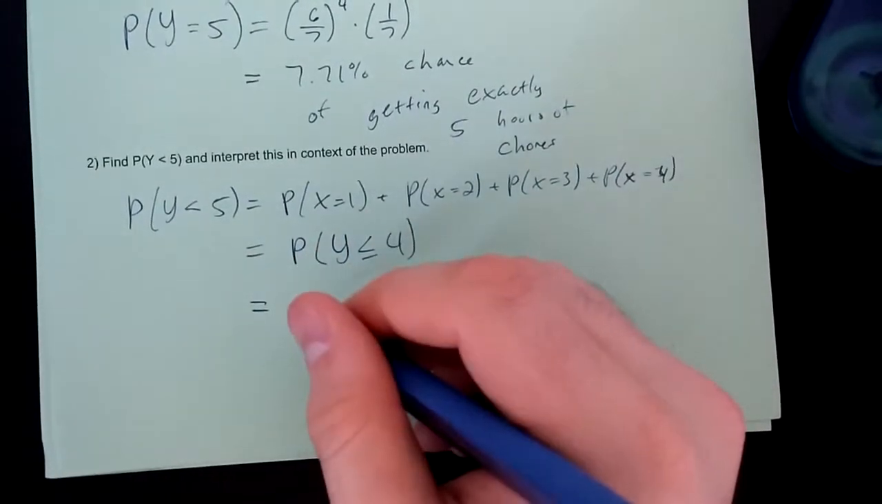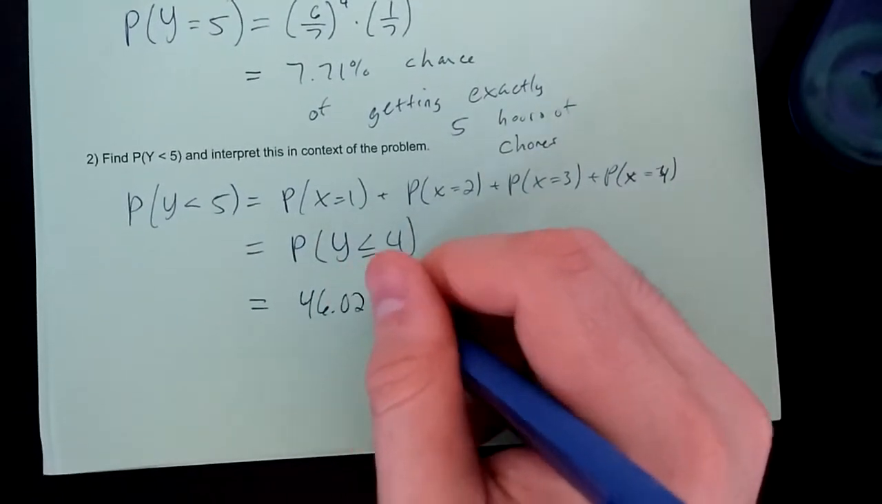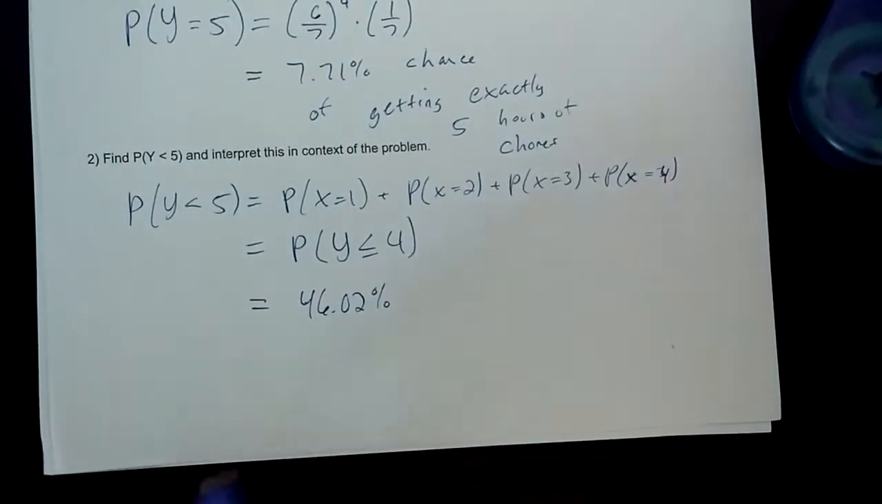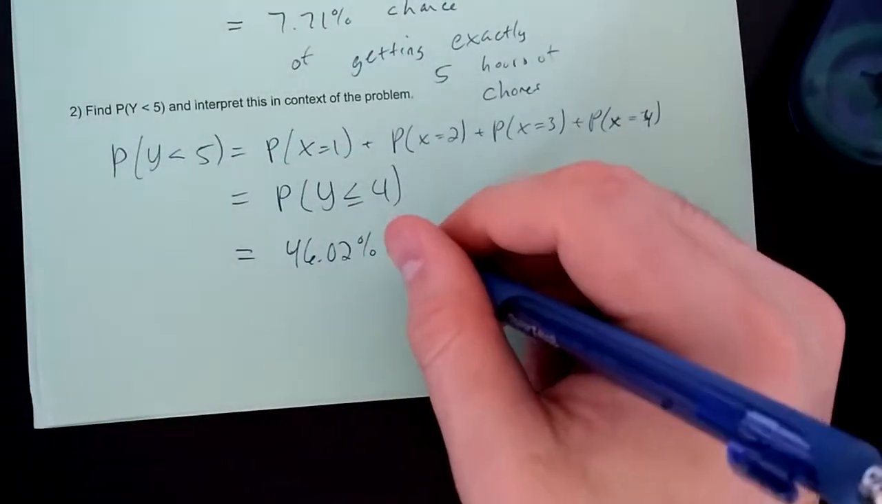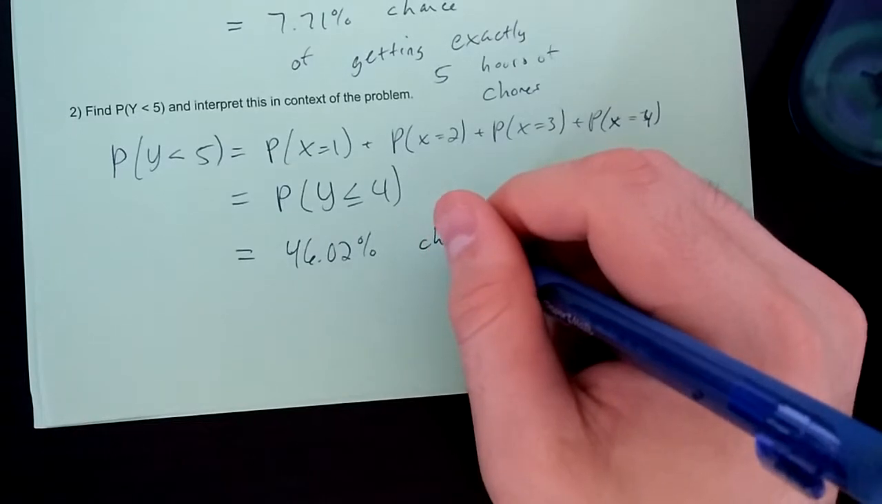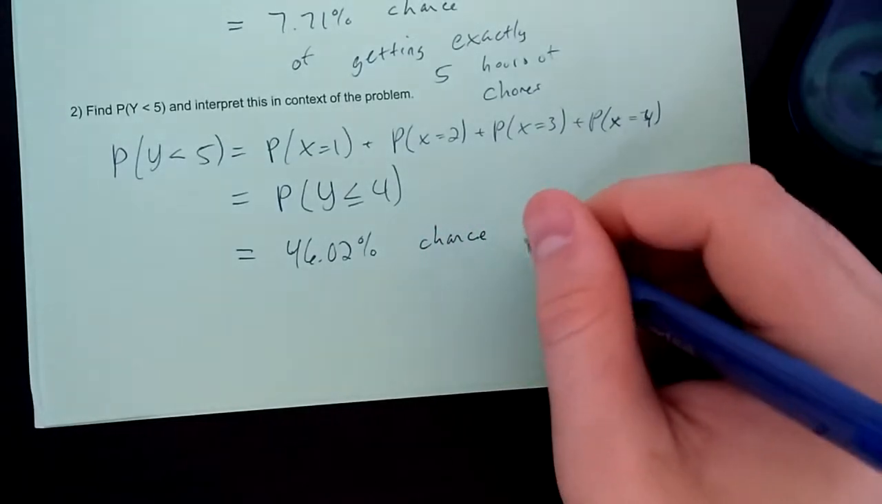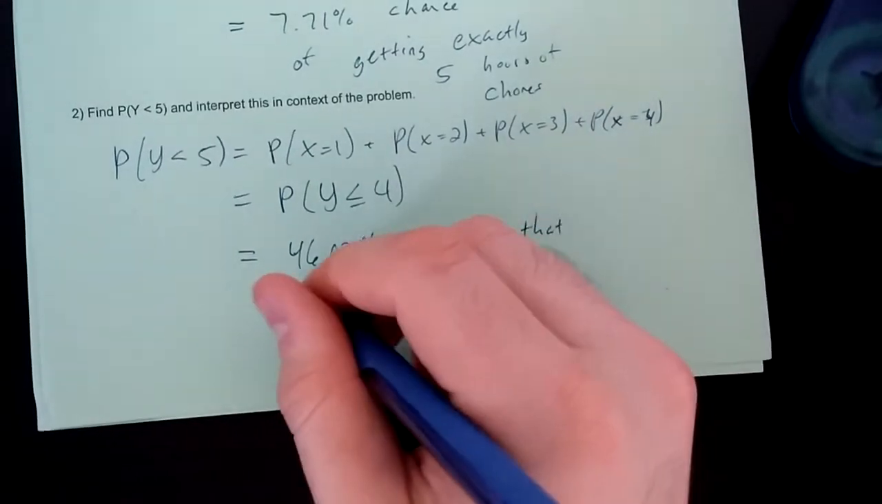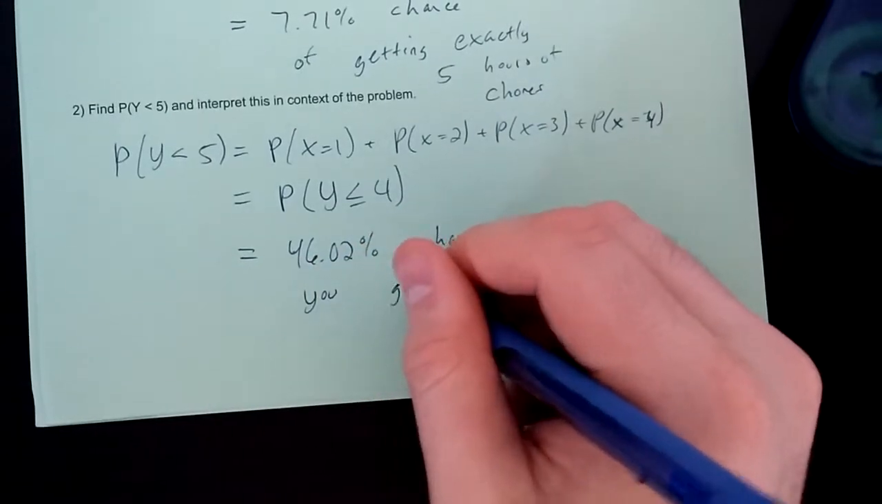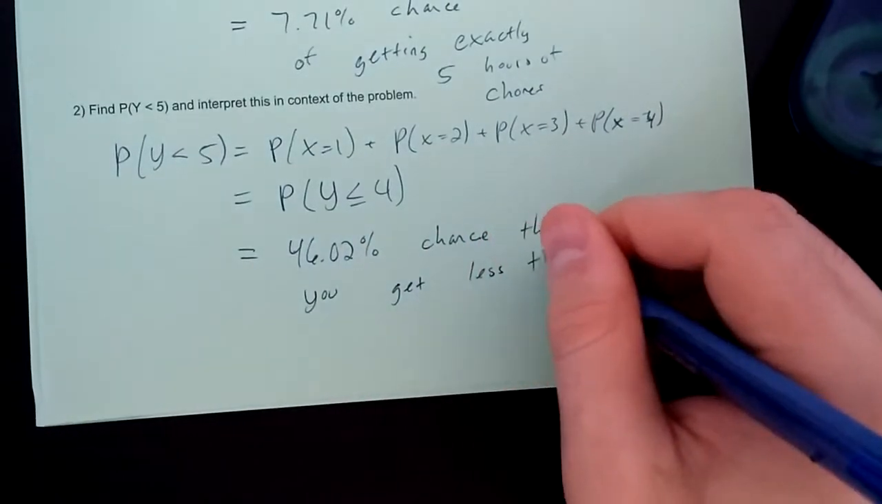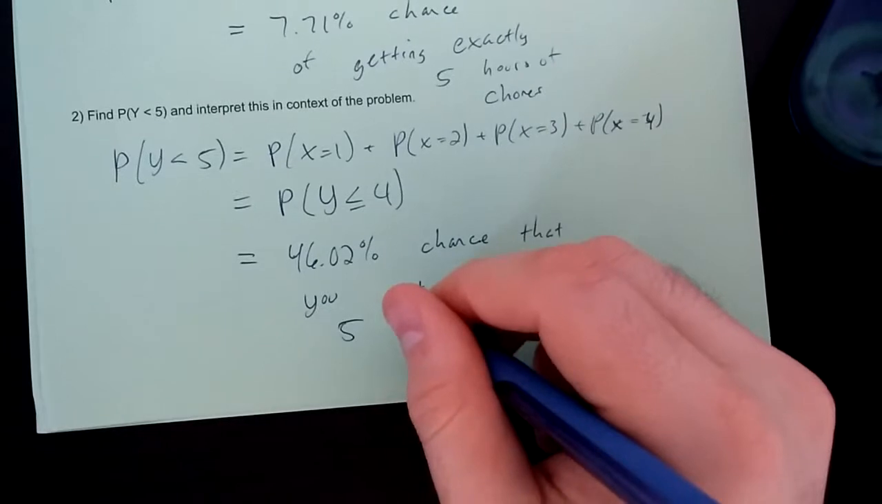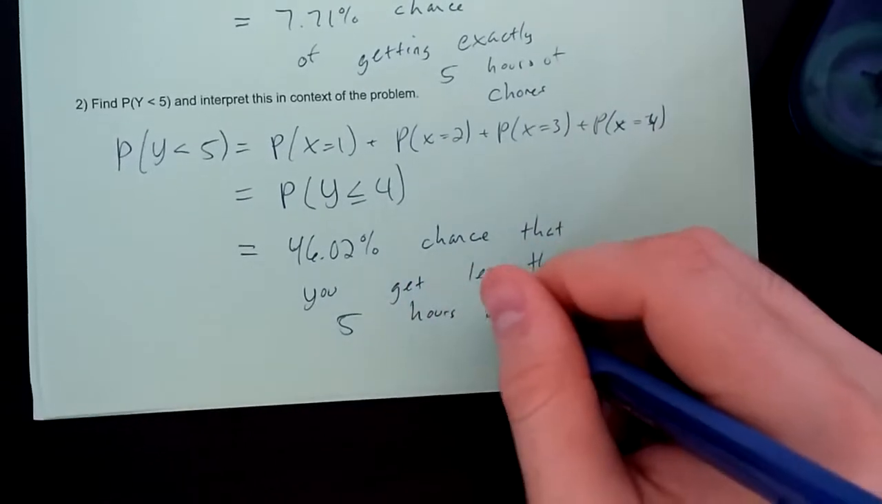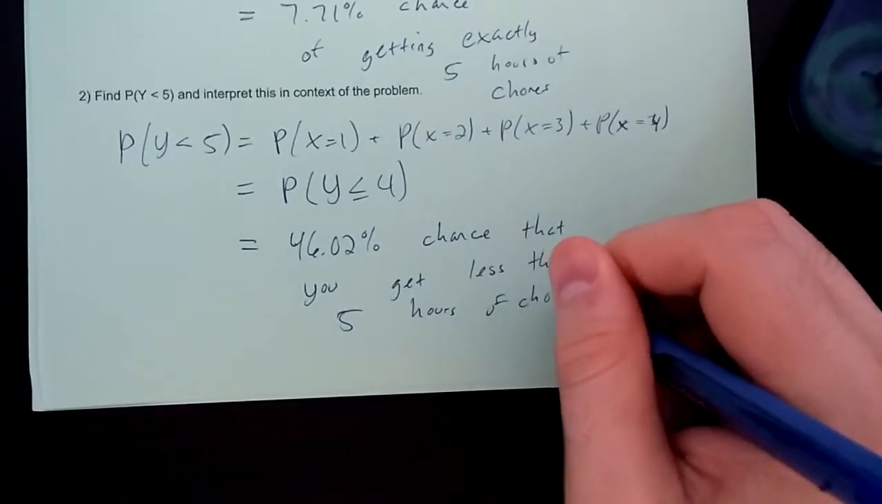And going through the menus, you could do that and you get 46.02%. And you have a 46.02% chance that you get less than 5 hours of chores for the week.